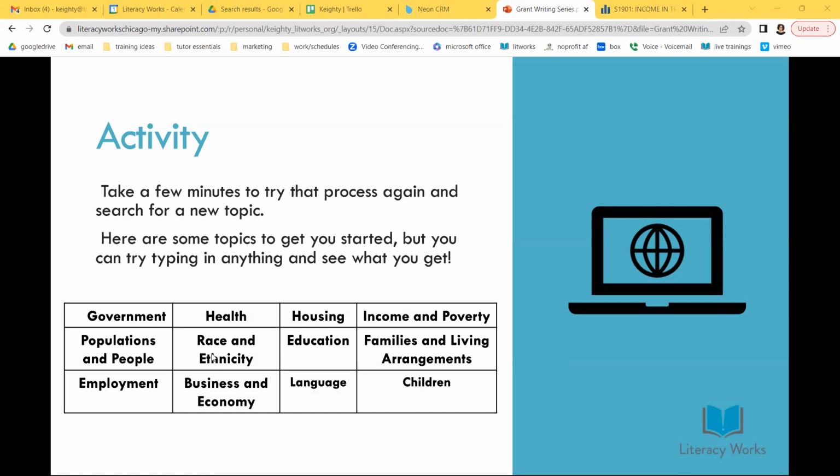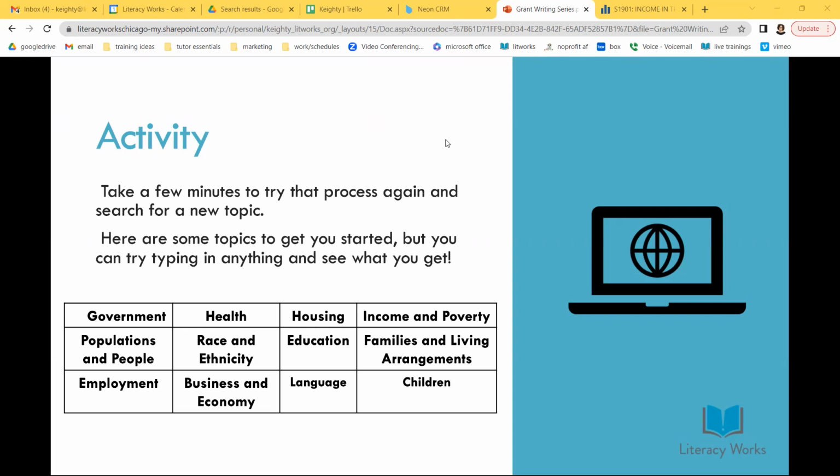So type in your city, your state, Illinois probably, and then your topic. What do you want to focus on for your data? Here are some examples, but you can put in whatever you want and see what you get. I want to give you a little while to do that. I'm going to give you 3 minutes, so we'll go till 1:37 of just playing around in the website.